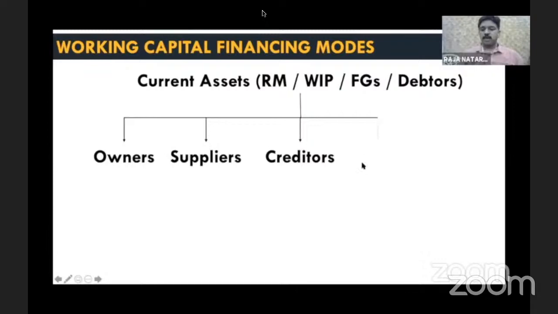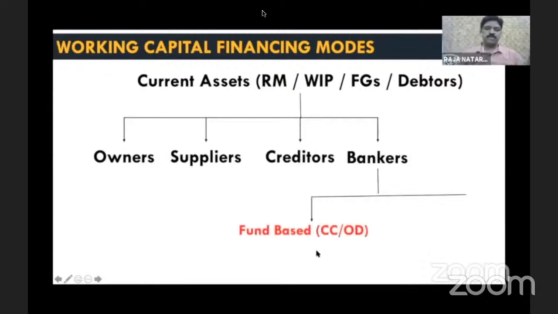Then bankers will also fund the creation of current assets. And how will bankers do it? They'll do it in two forms. One is fund based and the other one is non-fund based. In fund based, bankers give literal cash through a bank account, whereas in non-fund based, they don't give any money, they give a letter or a certificate, and that will do the job exactly as money would.